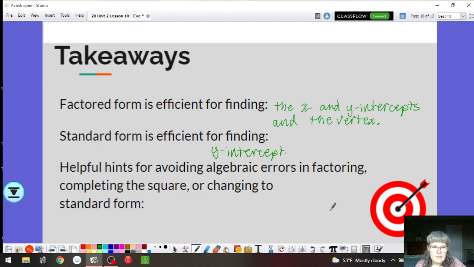Some helpful hints for avoiding algebraic errors in factoring, completing the square, or changing to standard form. Draw an area model.